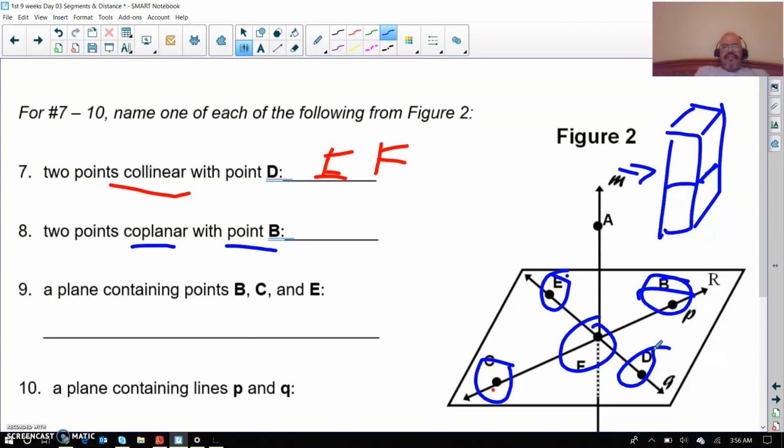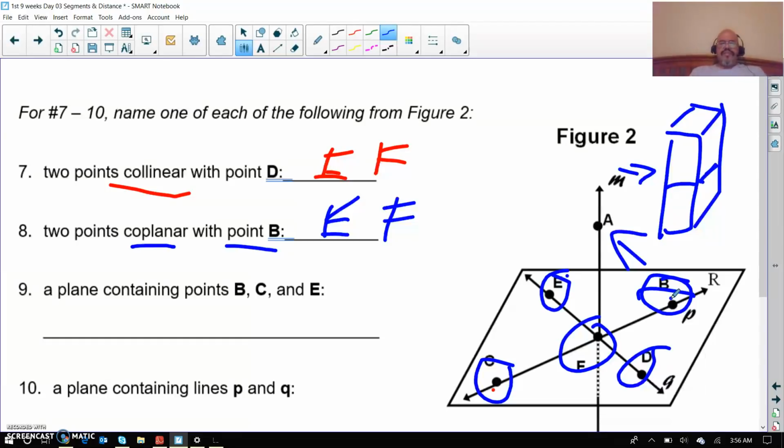So we can say two coplanar points: E, F. That's good enough for me. But B cannot see A because it's on a different floor. So B is not coplanar with A.